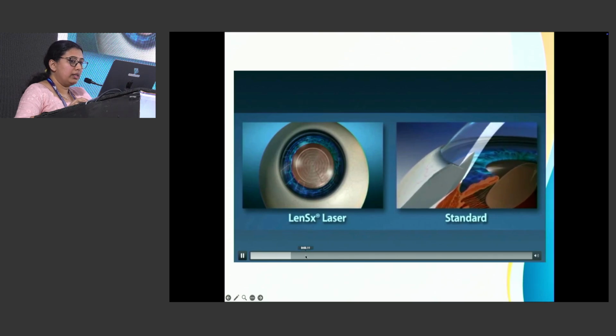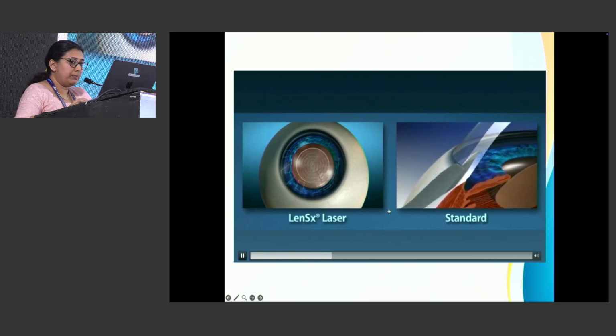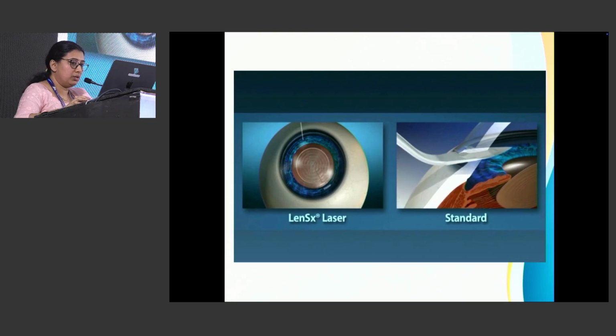So this is a conventional phaco incision that is happening on the right side, a triplanar incision with the keratome. While in the laser surgery, the laser does the incisions for us.